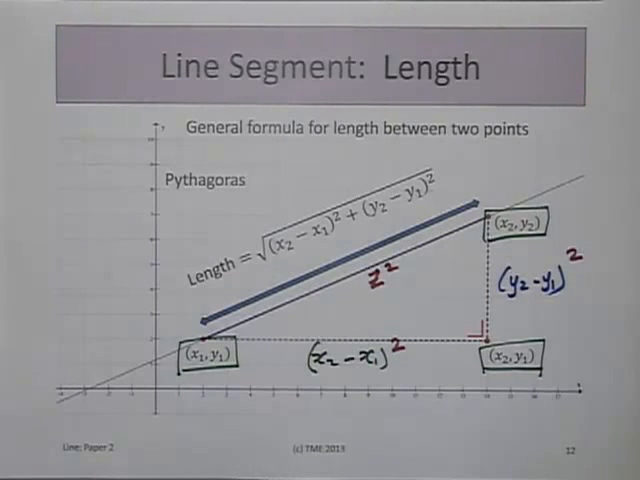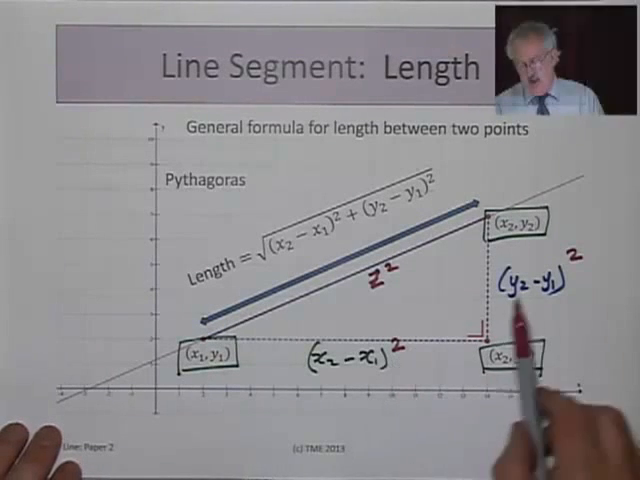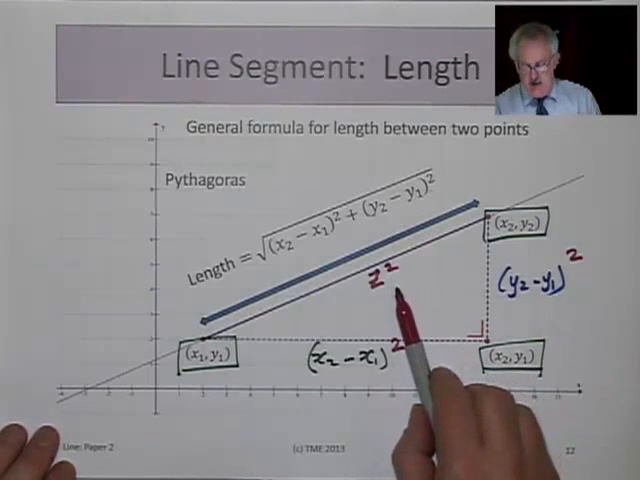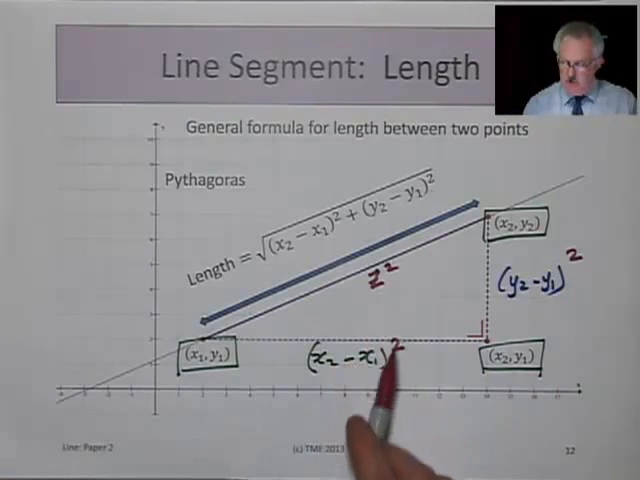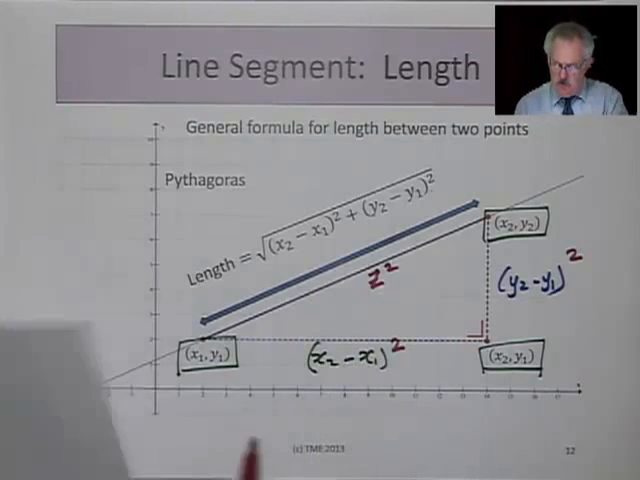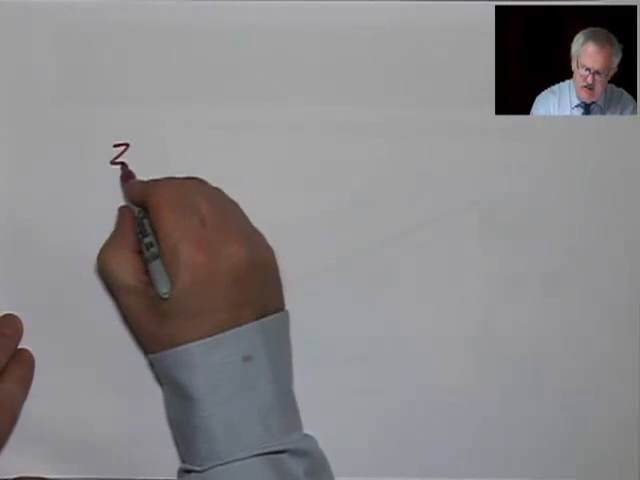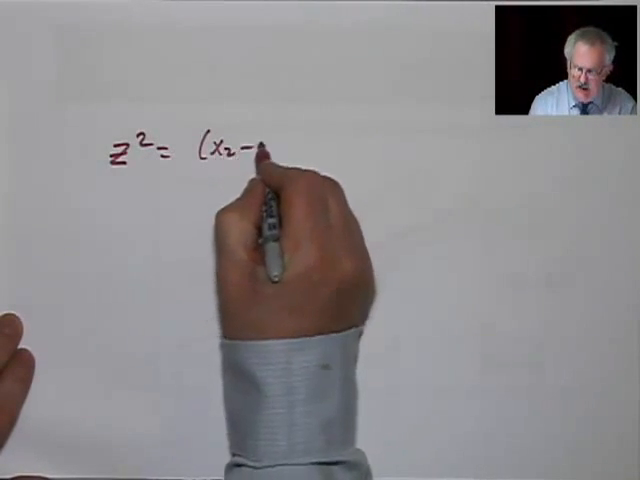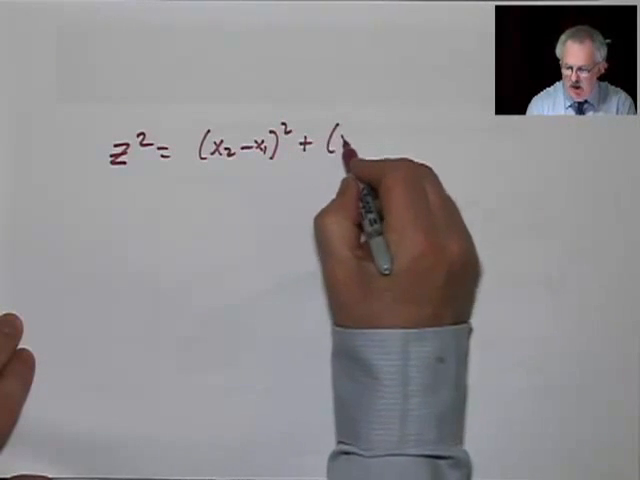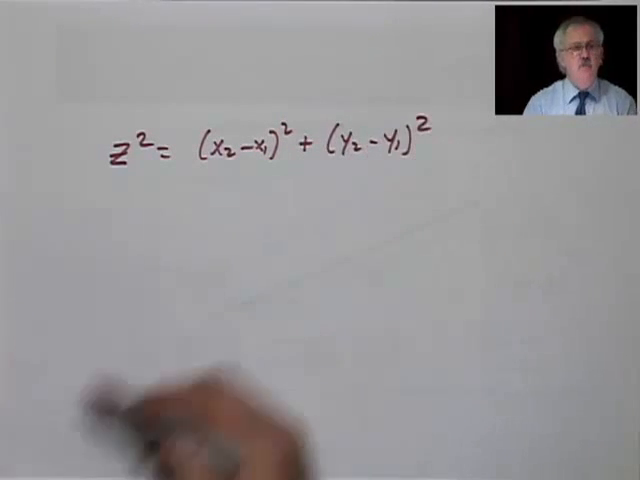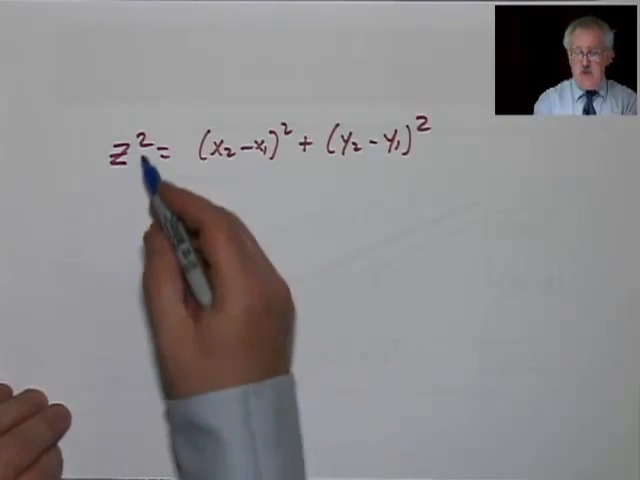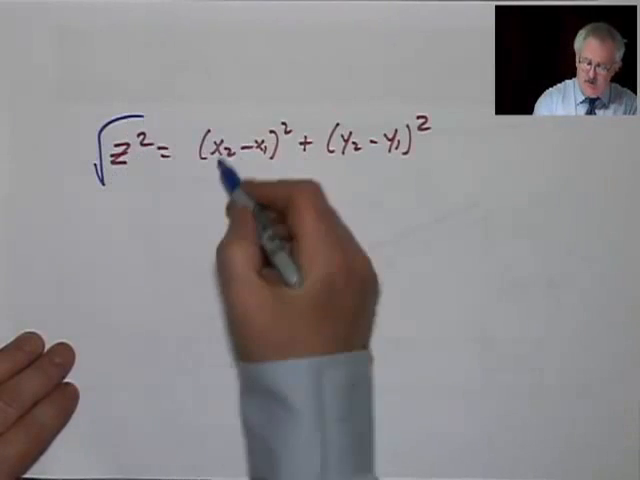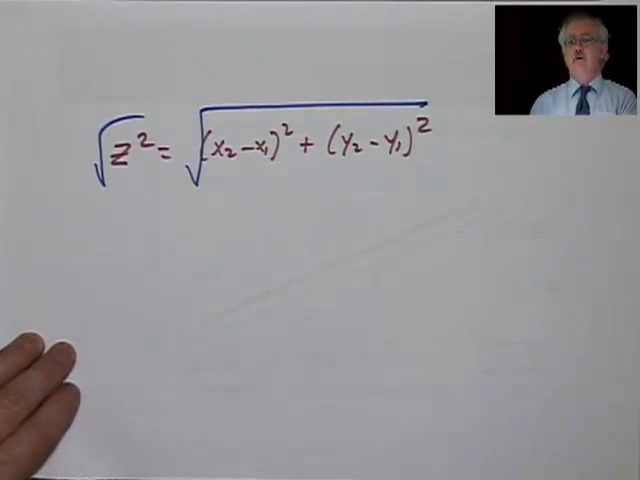That's great. So we know that this squared plus this squared gives us this length squared here. So therefore, this Z squared, writing it out fully, is x2 minus x1 squared plus y2 minus y1 squared. But we don't want Z squared, we just want the length. And how do we get just Z? The square root.